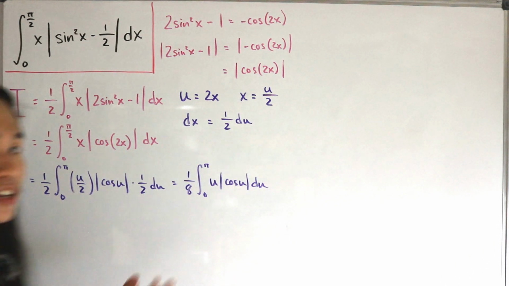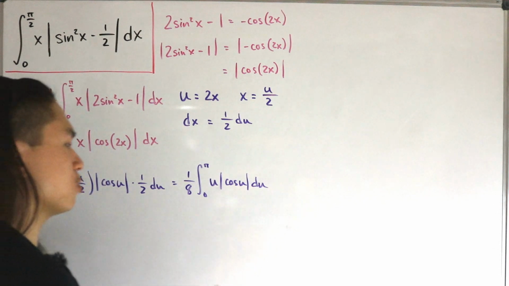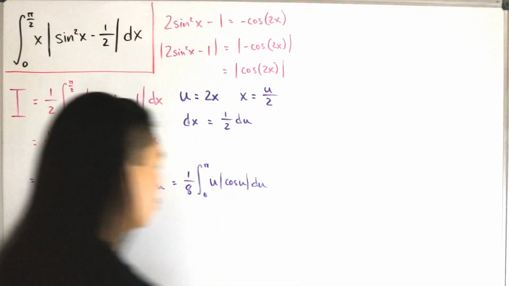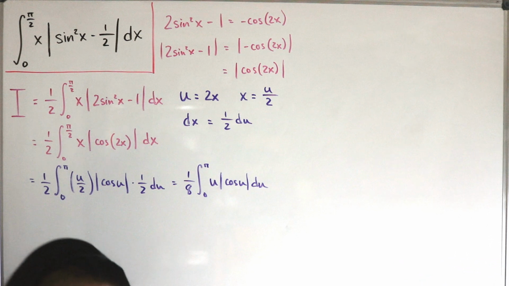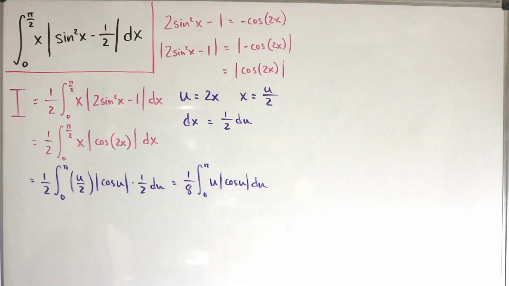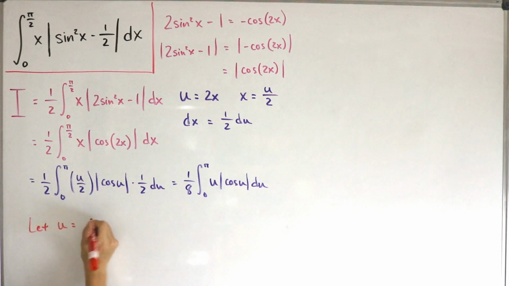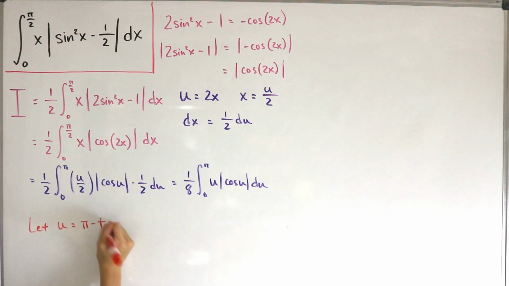So let's actually now perform yet another u-substitution. We'll actually call this variable t. So let's go into a different marker for this and continue forward with the substitution. Okay, so now for our new substitution, we're going to let u be equal to pi, then subtract t.